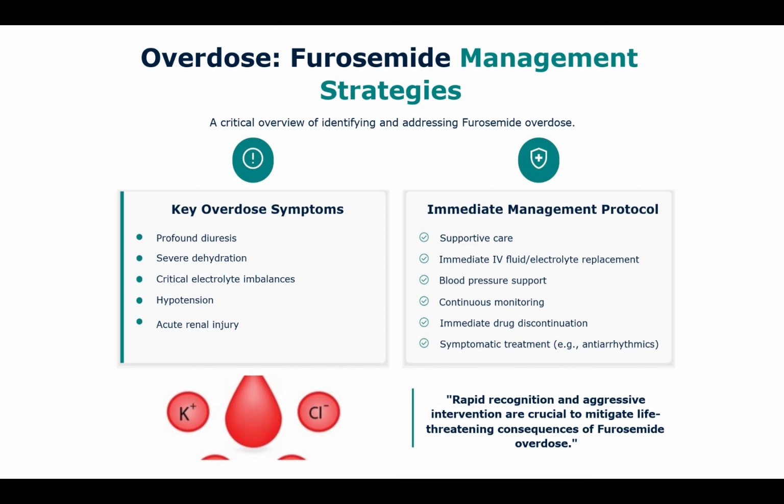Close and continuous monitoring of vital signs, fluid balance, urine output, serum electrolytes, and renal function is imperative to guide treatment. The administration of furosemide must be stopped immediately upon suspicion of overdose. Any specific symptoms that arise, such as cardiac arrhythmias, should be addressed promptly with appropriate symptomatic treatments.